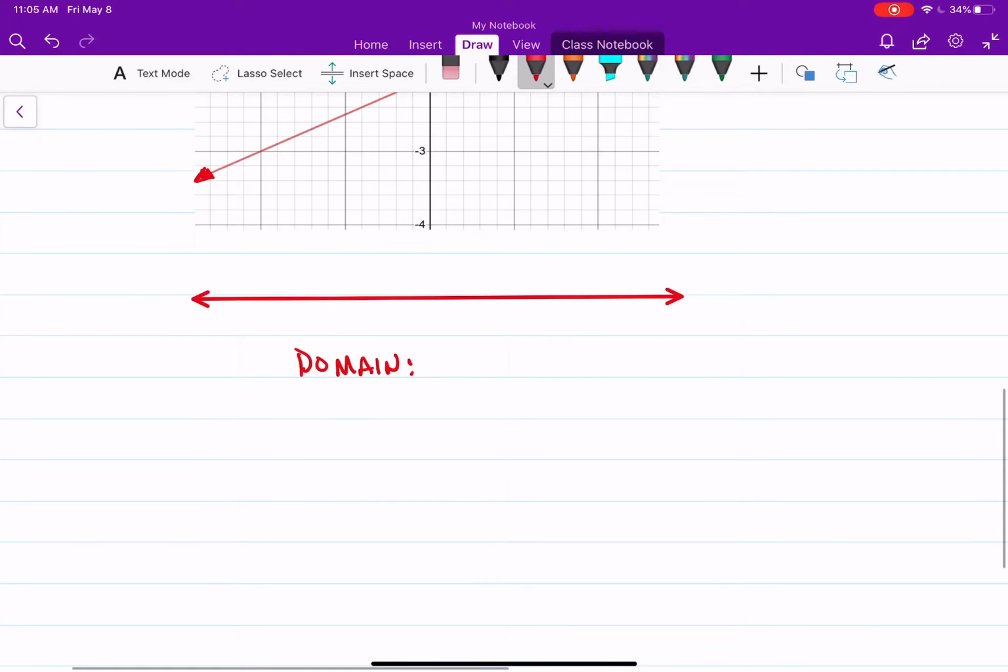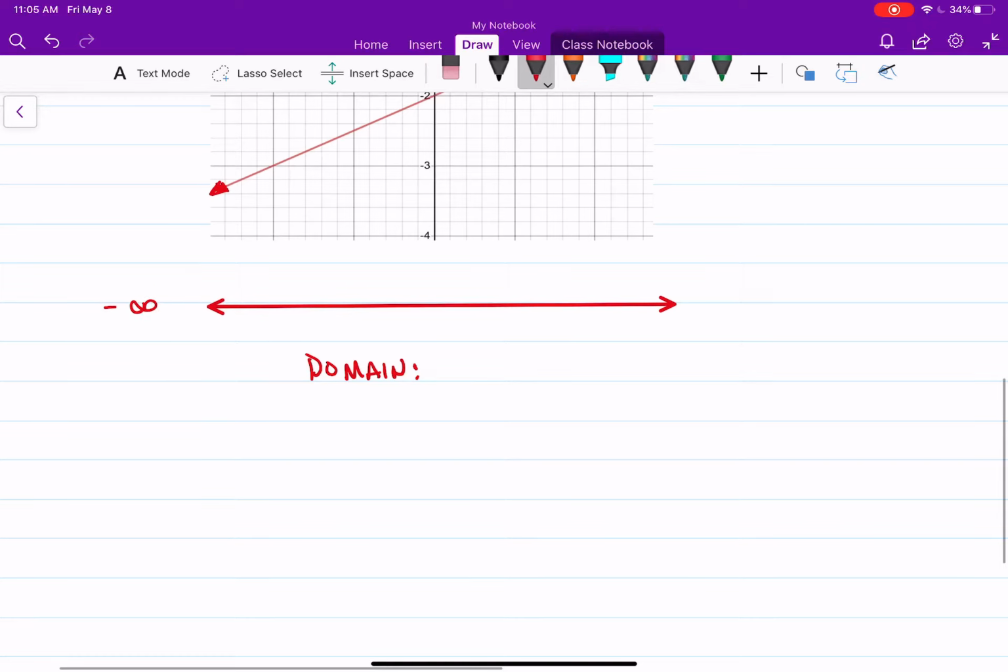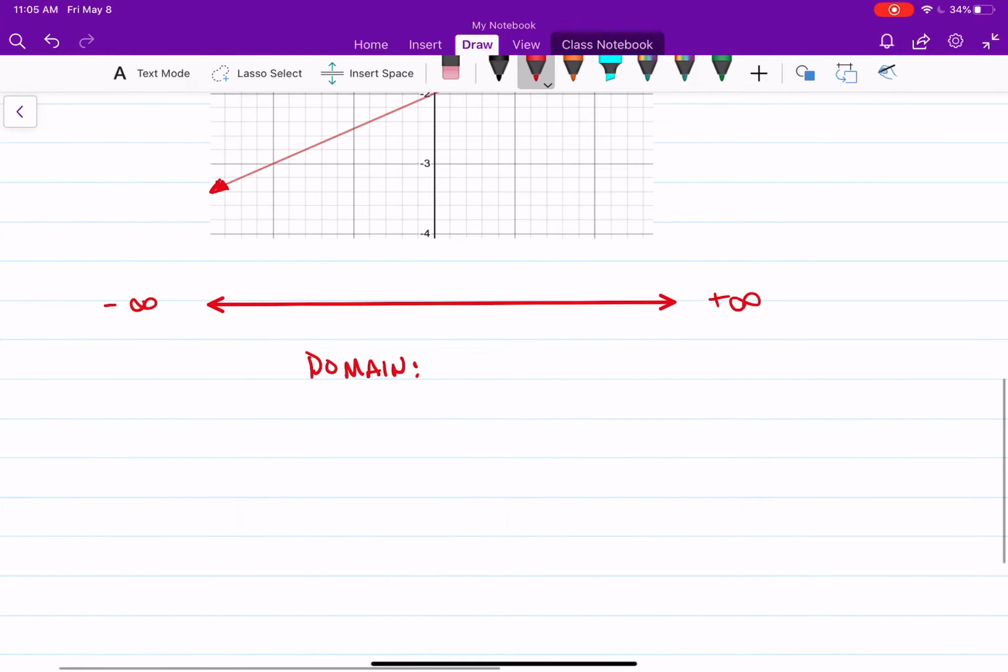All possible x values. So what is pointed all the way to the left? As far as humanly possible, it's negative infinity. What's to the right? Positive infinity. So therefore my domain is from negative infinity to positive infinity. And the way we would write that is negative infinity, comma, positive infinity.